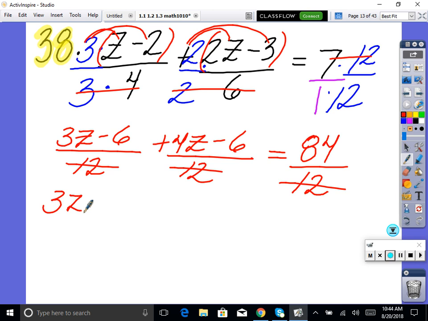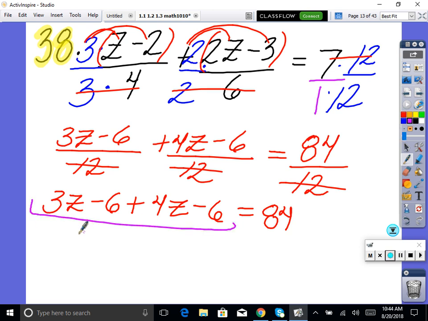What you're going to do is combine like terms. 3z's plus 4z's is 7z's. Minus 6, don't be that person that says 0, think. Minus 12, isn't it? And then that's equal to 84. And then what would we do? Add 12, wouldn't we? 7z equals 96, divide by 7.